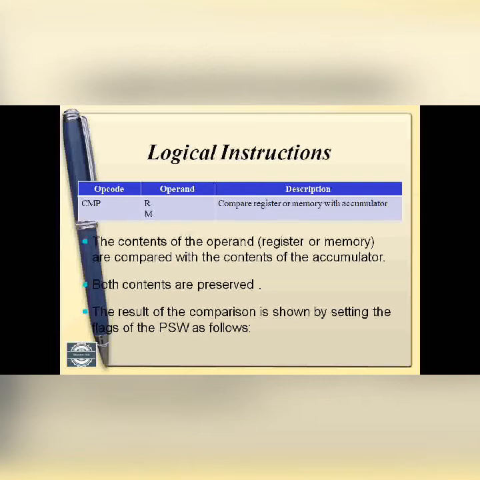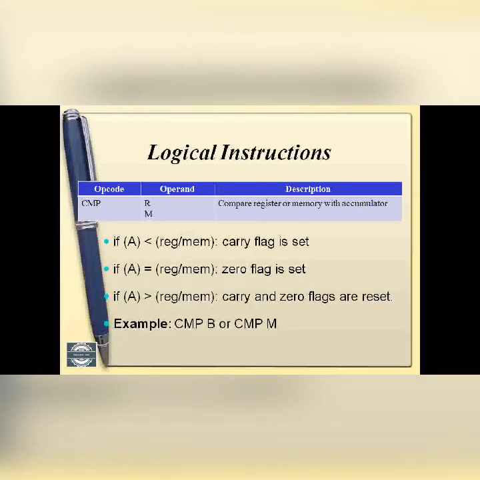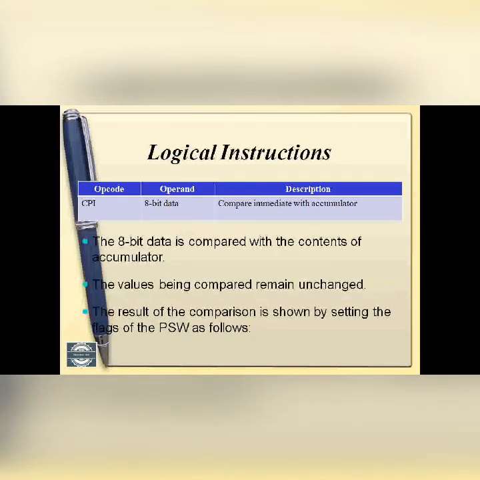See here, I am showing you the PSW. If you can follow the screen, it will come CMP R/M. If A is greater than or lesser than the register or memory, then the carry flag is set or reset. If it is lesser than, then the carry flag is set. If it is equal, then the zero flag is set. If it is greater than, then the carry flag is reset.